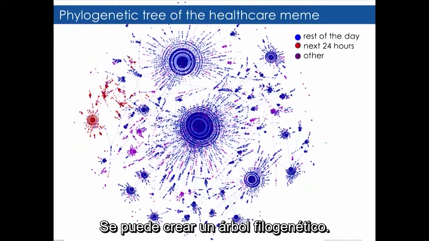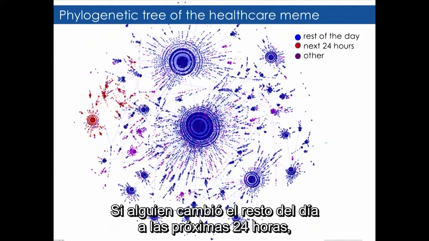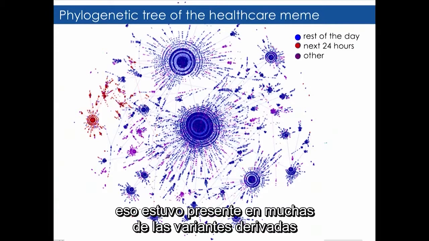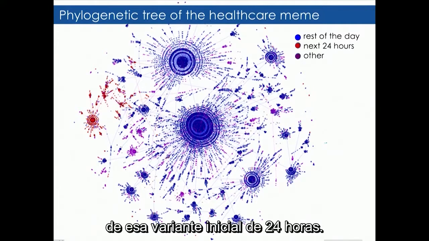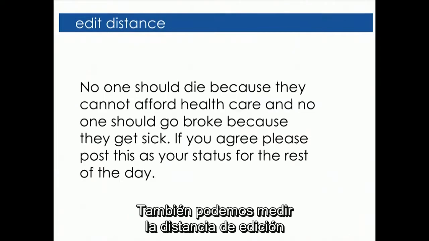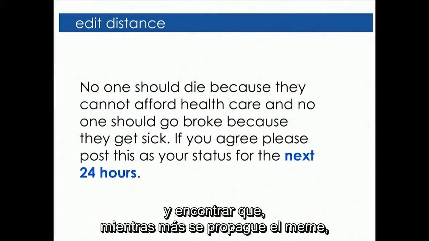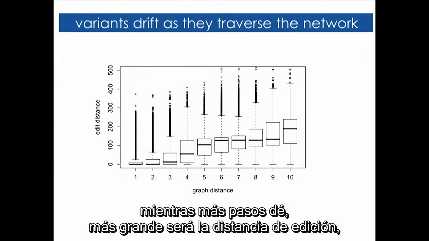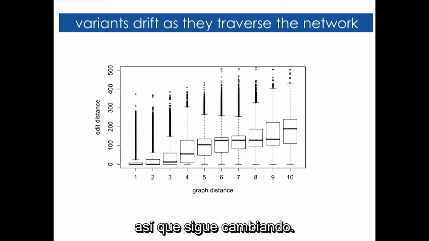You can create a phylogenetic tree. So someone had changed the rest of the day to the next 24 hours, that's shown in red, and that then was present in many of the derivative variants from that initial 24-hour variant. We can also measure the edit distance and find that as the meme propagates, the more steps it has taken, the greater the edit distance. So it just continues to change.